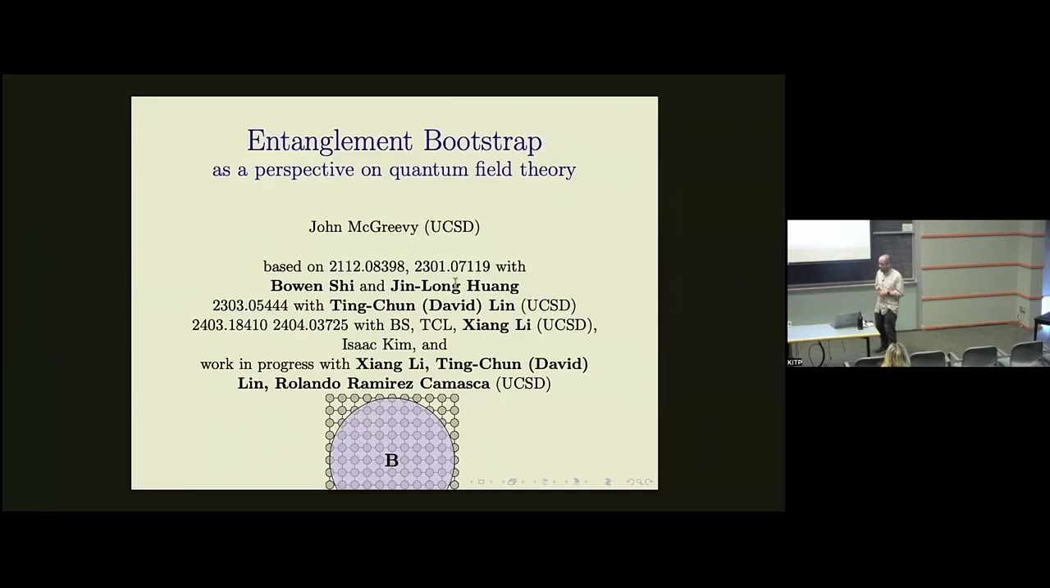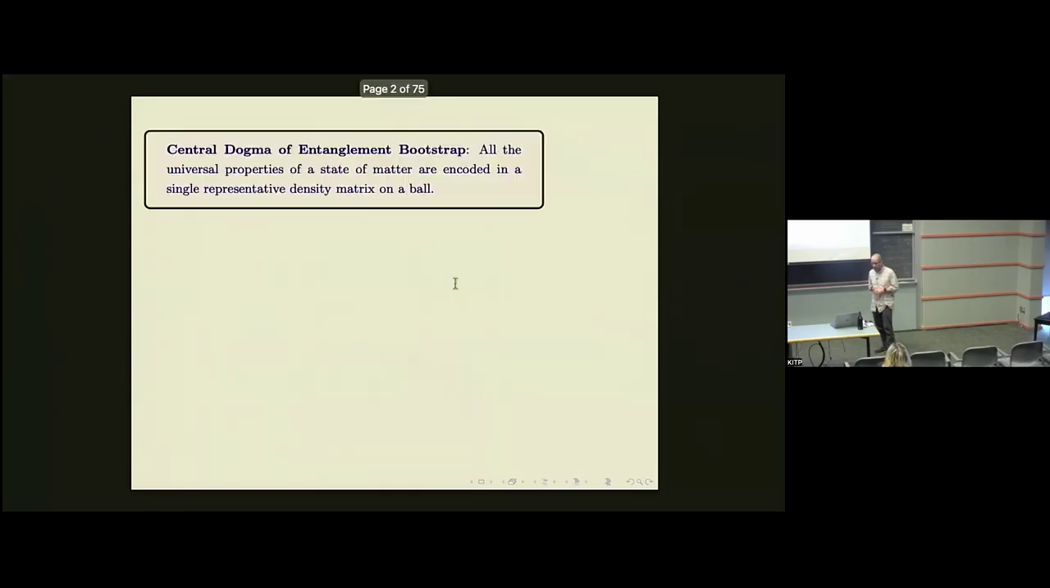The program I want to describe is based on an exploration of the following idea. I called it a central dogma. So let me say it, and then I'll try to explain what I mean by it and why you should care about it. So the claim is that all of the universal properties of a state of matter are encoded in the reduced density matrix of a ball of a single representative of the state of matter. Okay, so that's a lot to unpack, and let me try to explain.